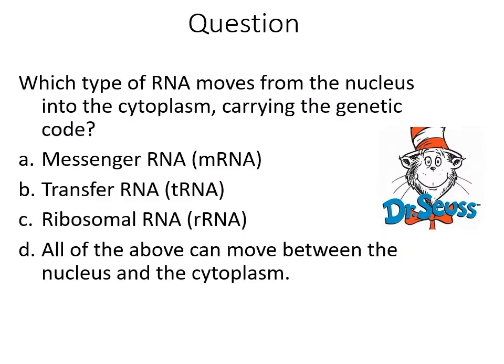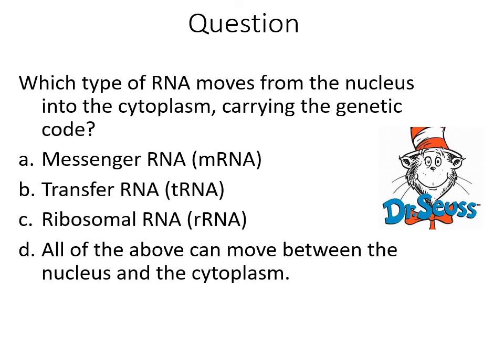Okay, so let's do this question together. Which type of RNA moves from the nucleus into the cytoplasm carrying the genetic code? Messenger RNA, that's the answer, right? So messenger RNA in the process of transcription gets produced in the nucleus and moves into the cytoplasm.